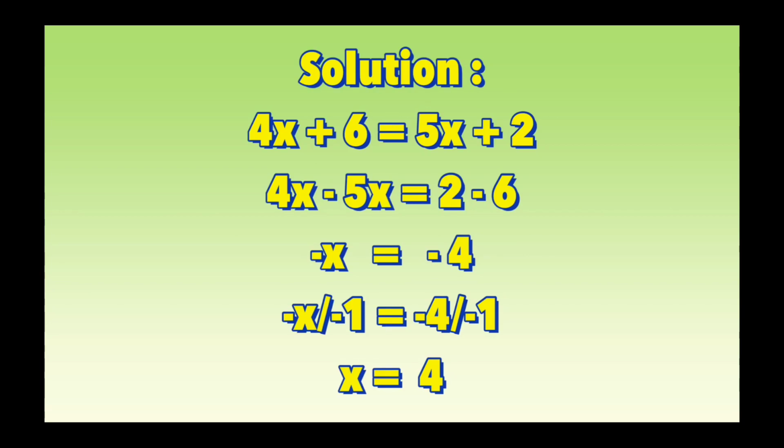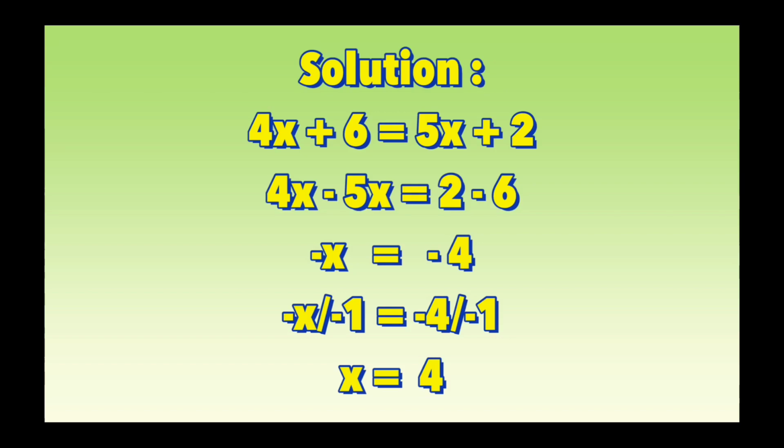Our solution, we're going to transpose all the terms with variables to the left side, and those constant numbers, meaning those numbers without variable, we're going to place at the right side. When we transpose a term, we should change the sign of the term. If it is positive, it becomes negative.